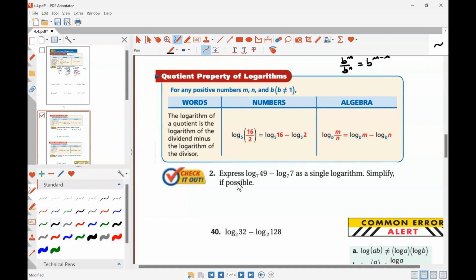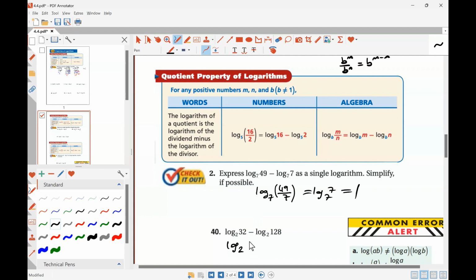For example, log base 7 of 49 minus log base 7 of 7. So write this as a single logarithm. Log base 7 of 49 is the numerator over 7 is the denominator. So it's going to be log base 7 of 49 over 7. The 7s cancel each other. It is 1. Same idea here for the next question.